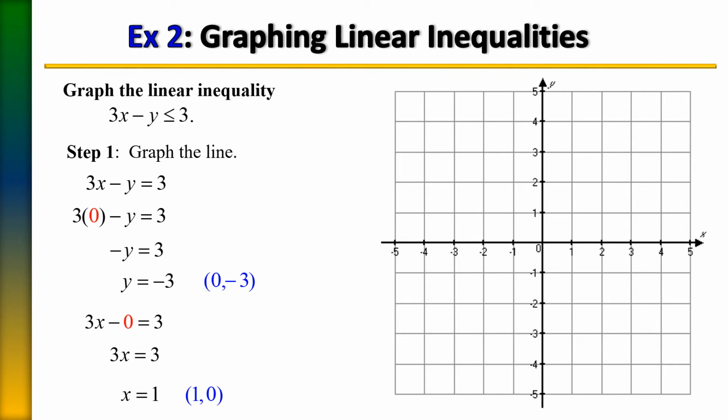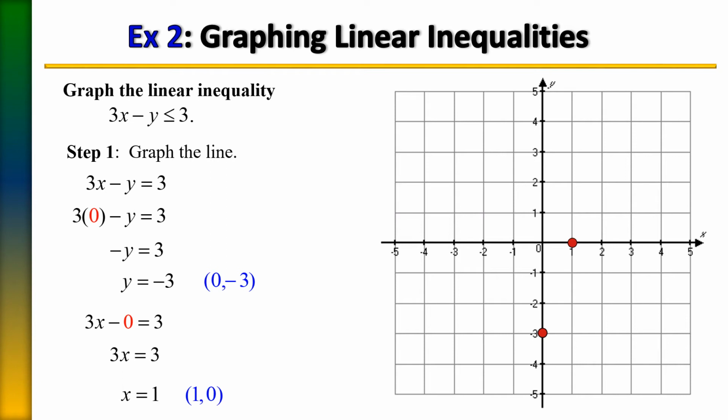Now recall, you only need 2 points to plot a line, so we can go ahead and begin to plot these points so that we can sketch our line. The first one is going to be 0 and down 3. The other point is over 1 and stay at 0. Line your ruler up and draw your line.